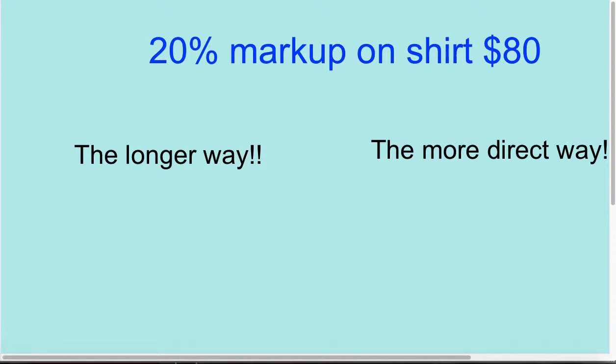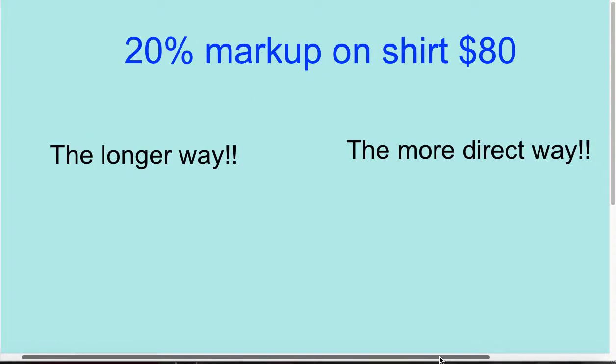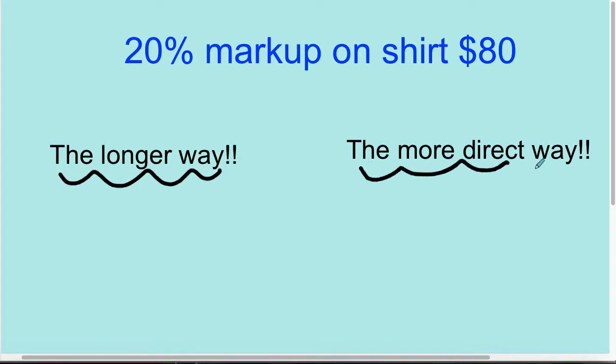All right, so how do we work with percents? Well, I want you guys to know that there's several ways to deal with percents. So we're going to look at a long way, and we're going to look at a more direct way, okay? So if I tell you that there's going to be a 20% markup on a shirt that costs $80 to make, how would you find the price? Well, you might take $80 and multiply it by 20%. Now, 20% you could write as 20 over 100.